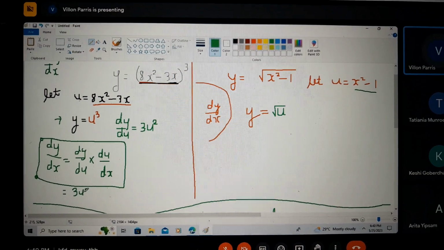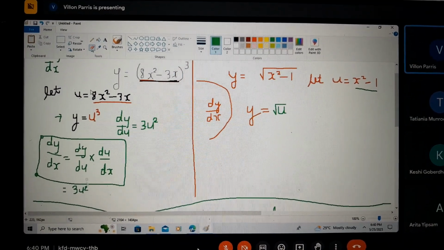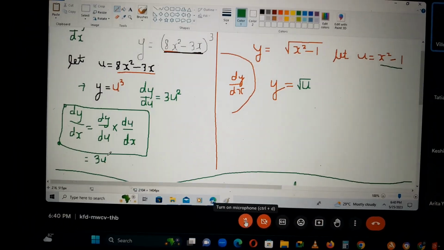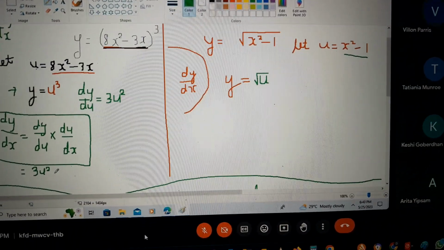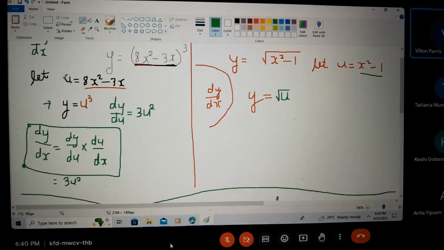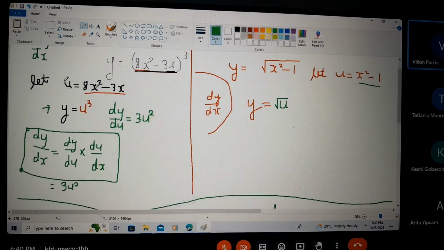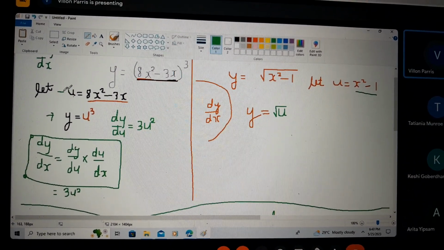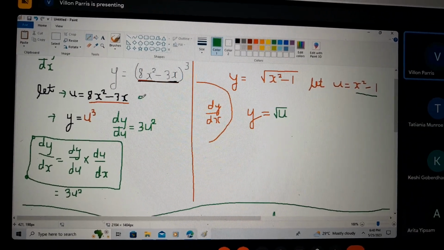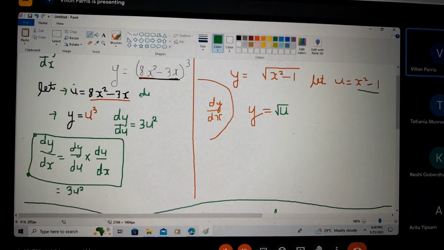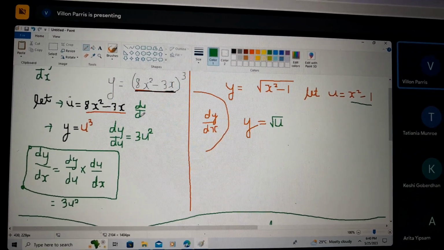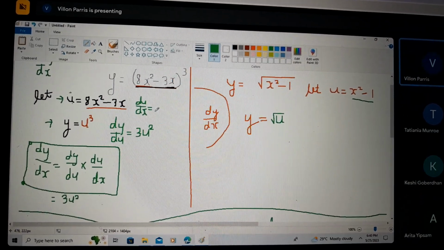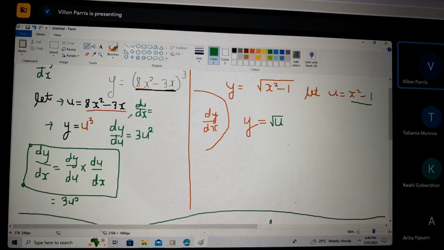Can someone tell me what's the next thing I have to find? du/dx, sir. Very good. So now we need to find du/dx. Remember, we have u is equal to 8x squared minus 3x. So if I differentiate this function, u with respect to x, du/dx, can someone else tell me what that will be when we differentiate this function? du/dx, what will we get?